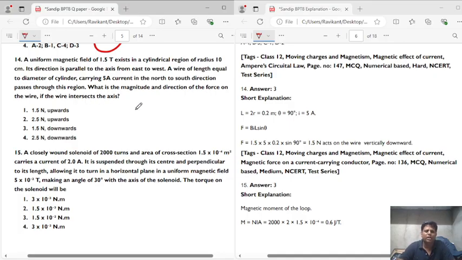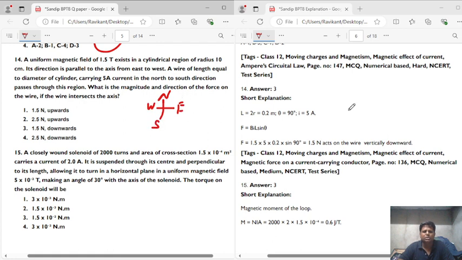So just to understand the scenario, if I draw the diagram, we will be taking the reference of direction like this. This is north, this is east, this is west, and this is south.